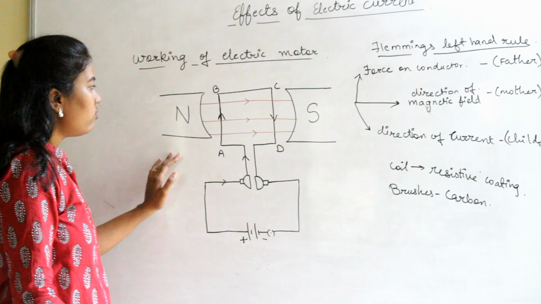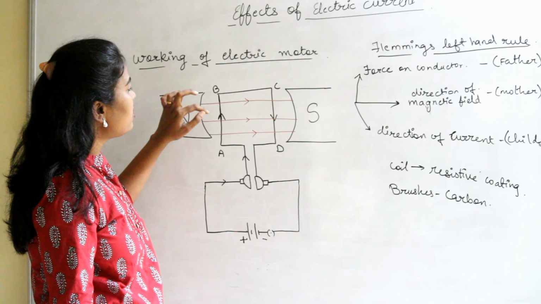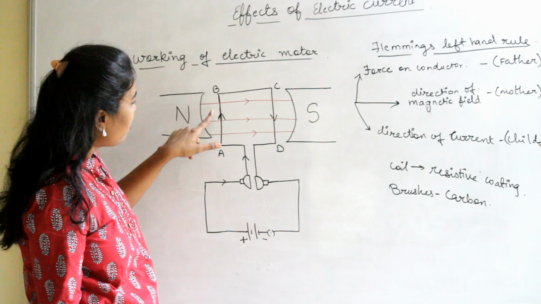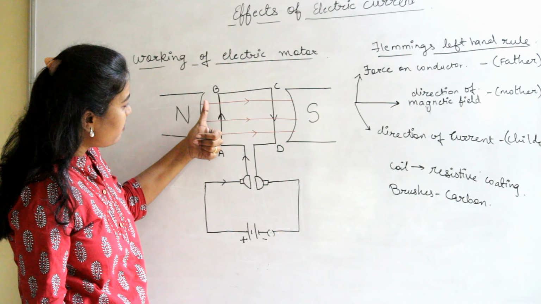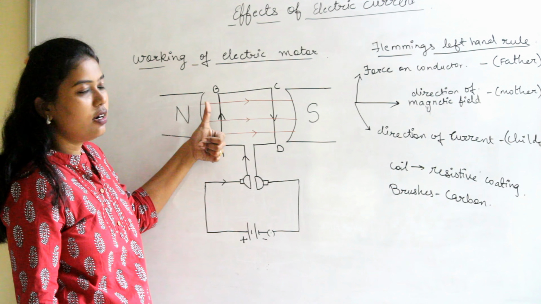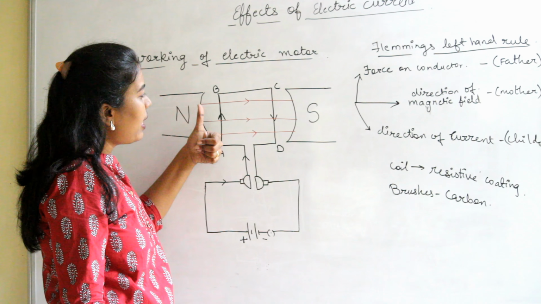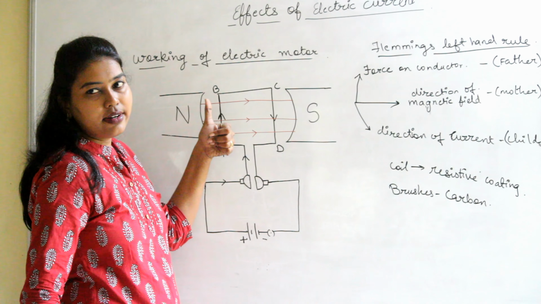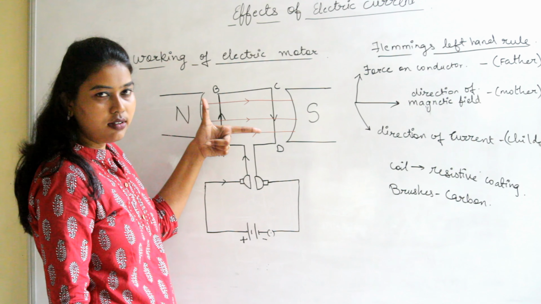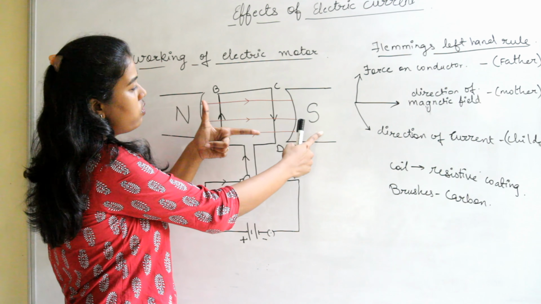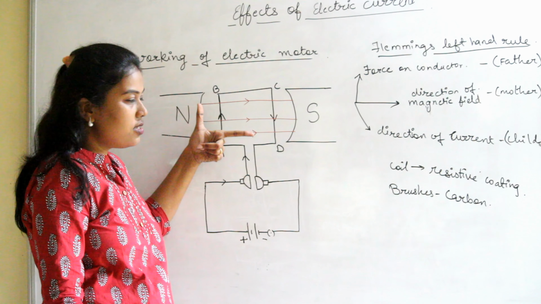So what do we know? What is the direction of current? The direction of current is this way. So we'll place the thumb in the direction of current. Then what is the direction of the magnetic field? It is this way, right? It is from north pole towards south pole. So the direction of magnetic field is this way.